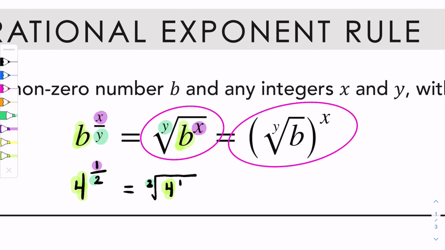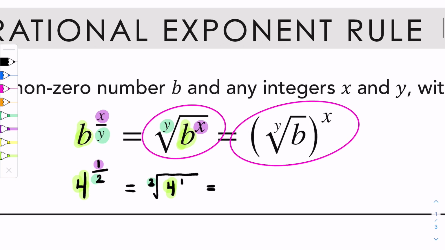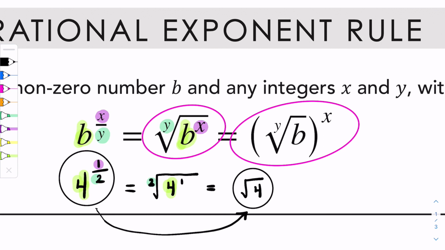So I can rewrite 4 to the power of 1/2 as the square root of 4. Of course, you don't need that square root. You don't need the index of 2. And you also don't need this exponent of 1. So I could just write this as the square root of 4. So this and this are identical. They are equivalent.